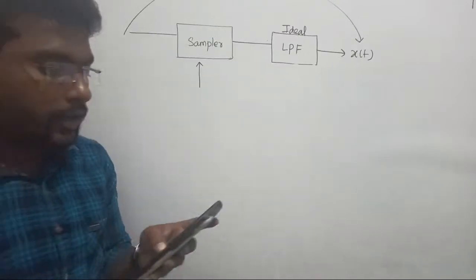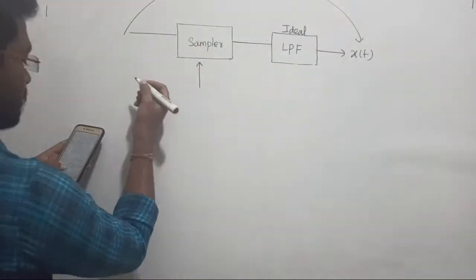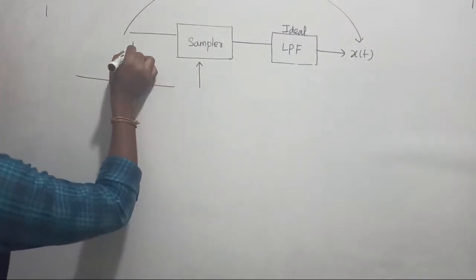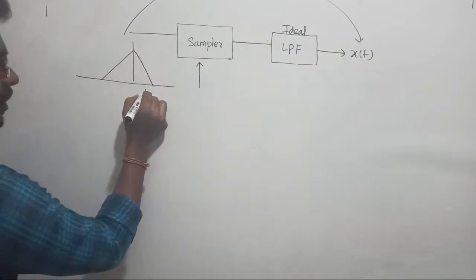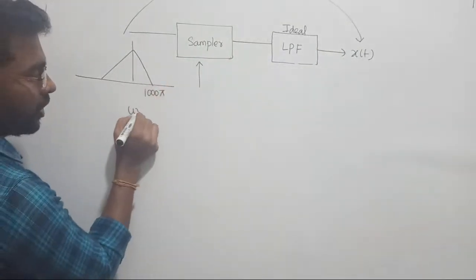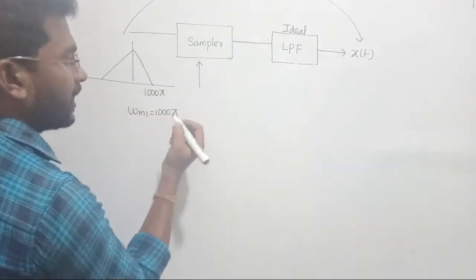Actually what will happen here: from the input side they are passing a signal. I am not drawing the signals; I tried drawing it, but I don't want you to get confused. See what they have said here: this is 1000 pi, I only need to know one value. What is this? This is omega m. Do you agree? Let me call this omega m1. This is 1000 pi. Exactly.